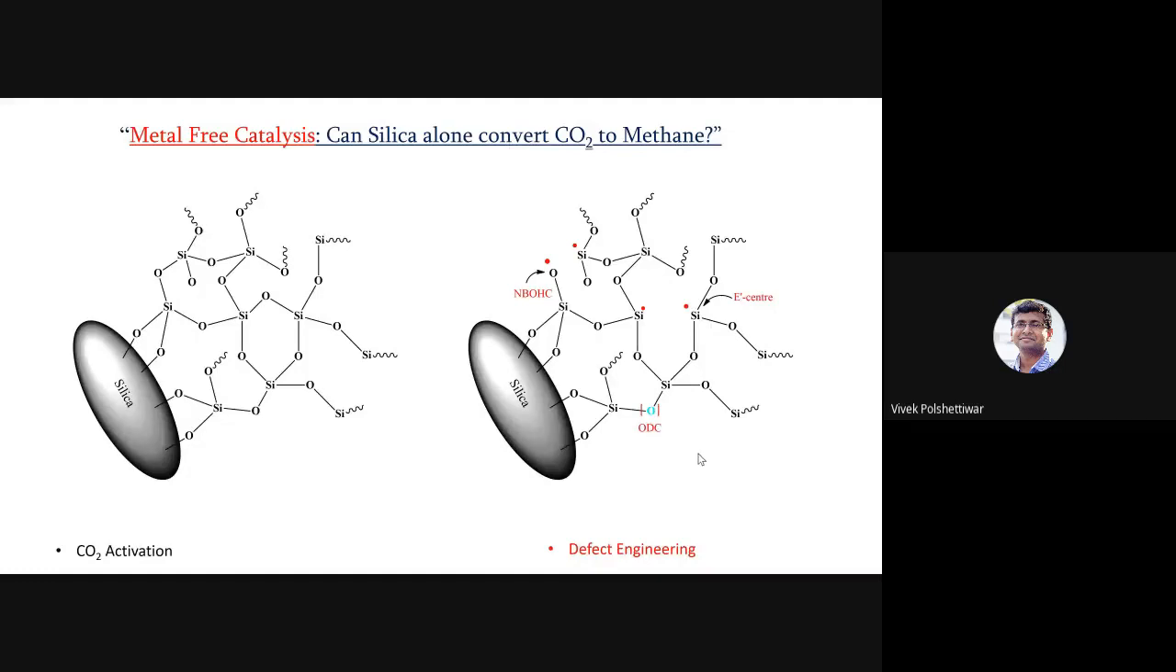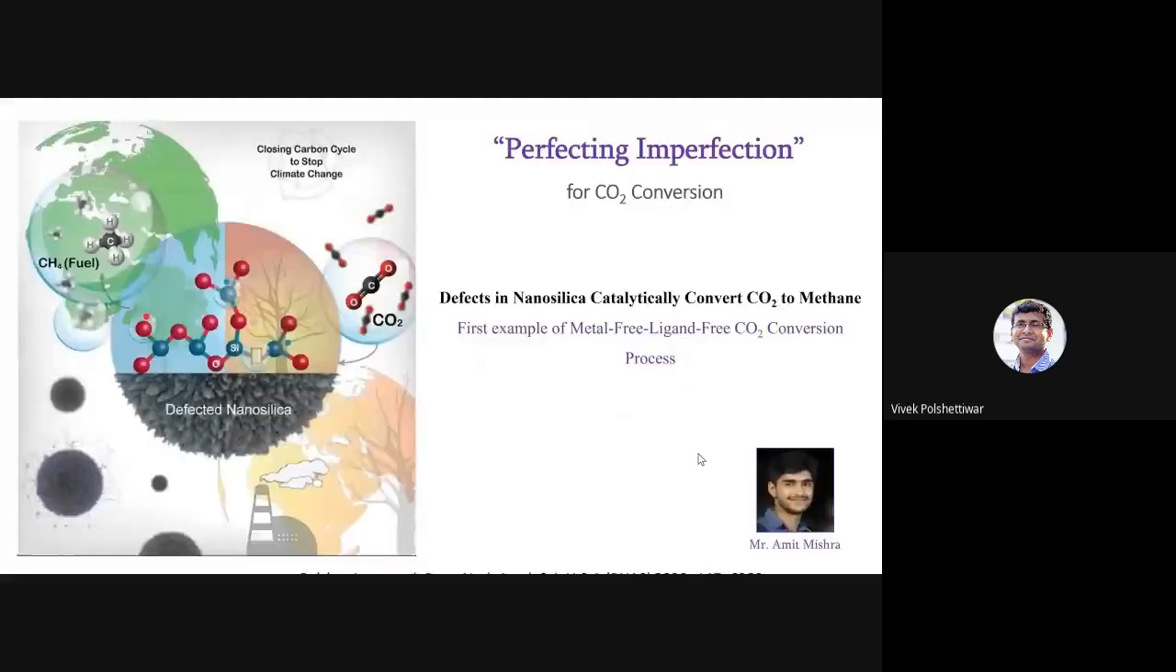So these are the defect centers that I can create. This is our work where we use this fancy phrase, "perfecting imperfection," because generally we think imperfection is a bad thing, but in nanomaterials, imperfection is defects. If we can perfect them in terms of their proximity and concentration, these defects can act as active sites, and that's what we showed in our recent work.